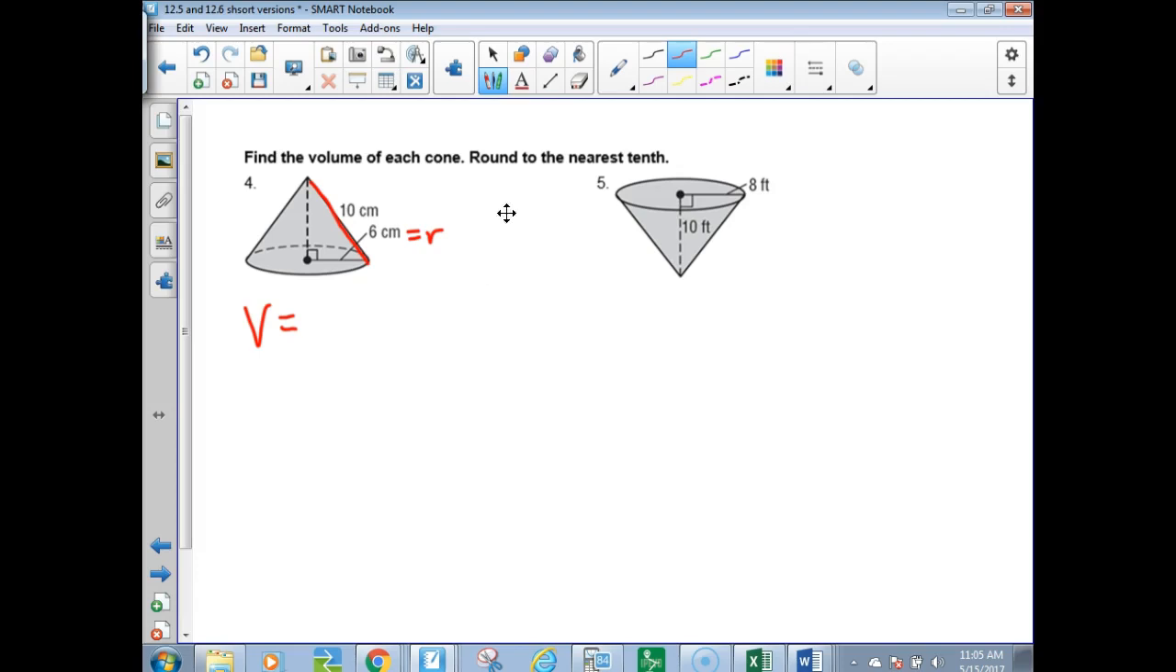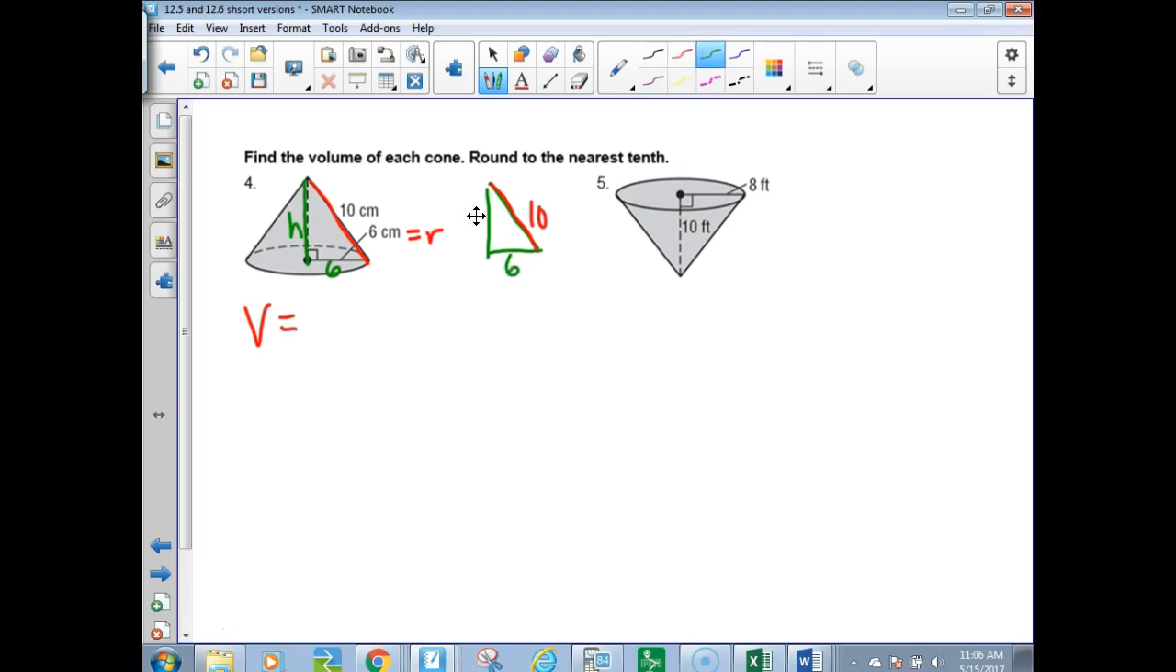We're going to need, on this one, to find the height in here, and the radius is 6. Okay, so we're ready to do the Pythagorean theorem on this thing to find that height. This is 10.